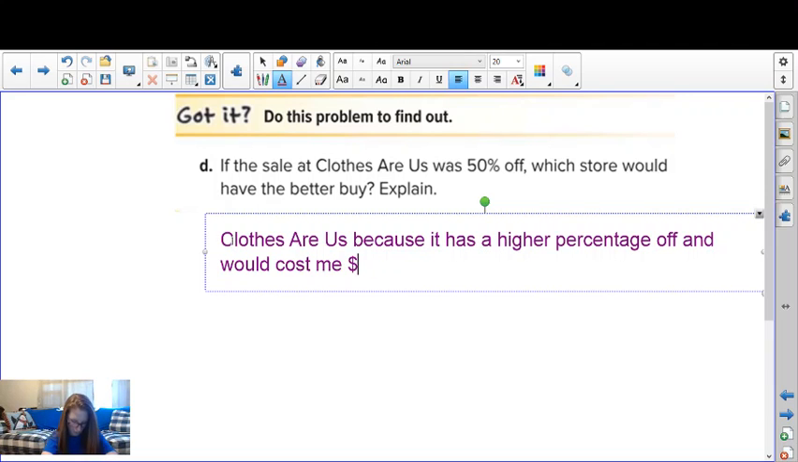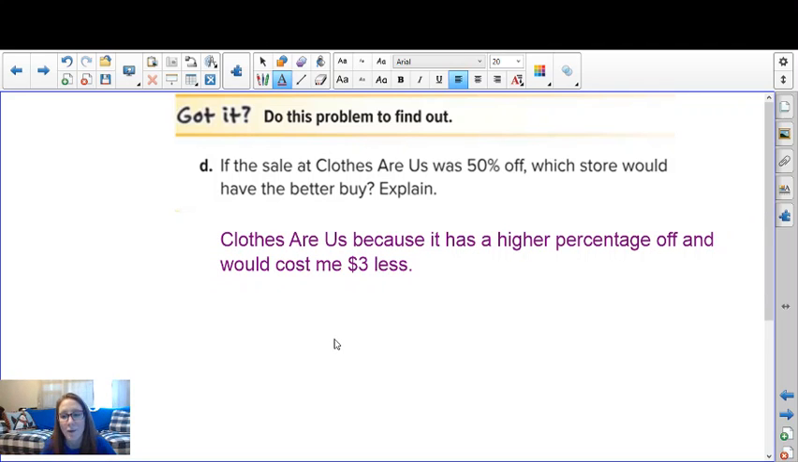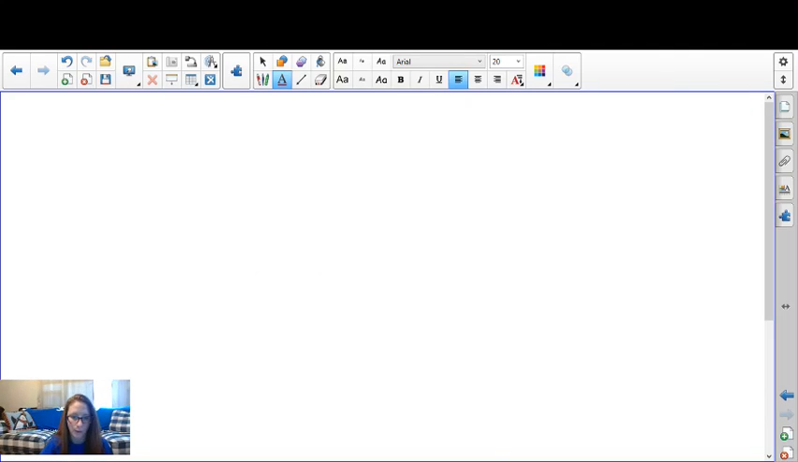Oops, I can do math today. Clothes R Us because it has a higher percentage off and would cost me $3 less. And there we are. We are done.